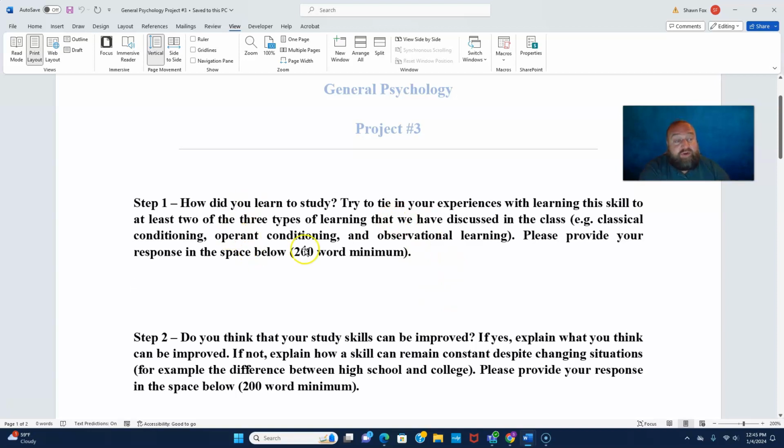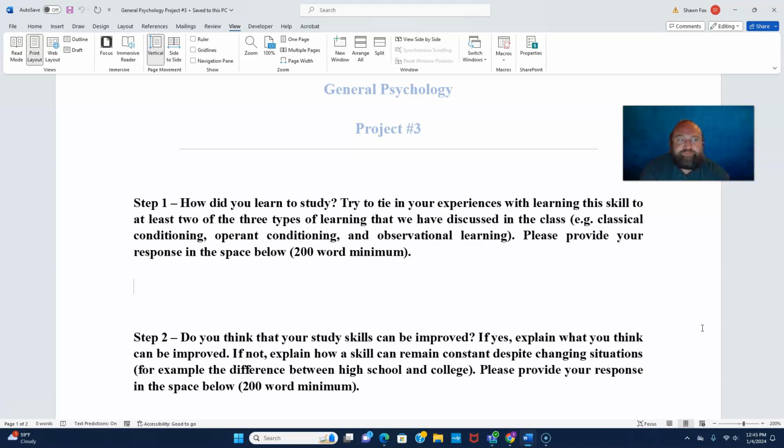So step 1, how did you learn to study? Try to tie in your experiences with learning this skill to at least 2 of the 3 types of learning that we've discussed in class. So the 3 main branches of learning that we talked about were classical conditioning, operant conditioning, and observational learning. So tie in at least 2 of those, right?